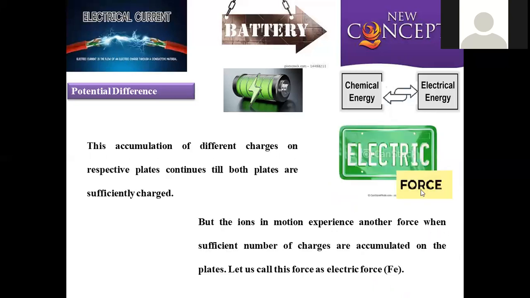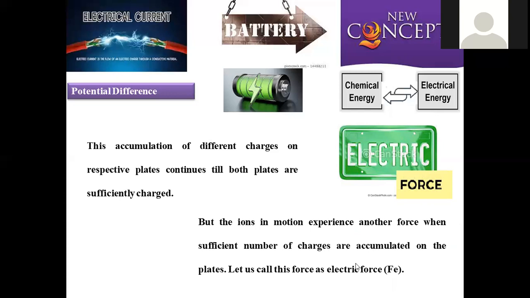Now, any other new term introduced here? Till now we discussed chemical force and another called electrical force. This accumulation of different charges in the respective plates continues till both the plates are sufficiently charged. Positive charges are moving towards the cathode and negative charges towards the anode, accumulating continuously, right? But do the ions in motion experience any other force? Sufficient number of charges accumulated on the plates. Let us call this force the electrical charge.